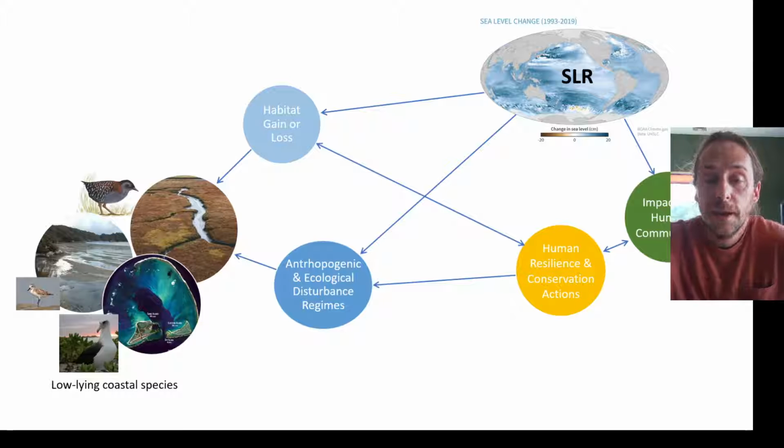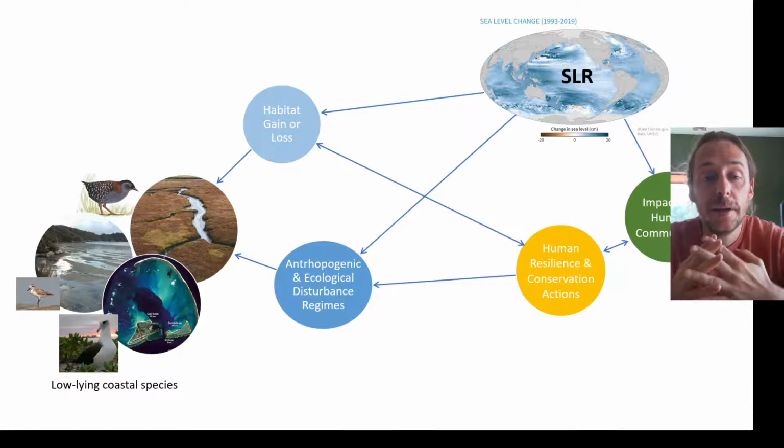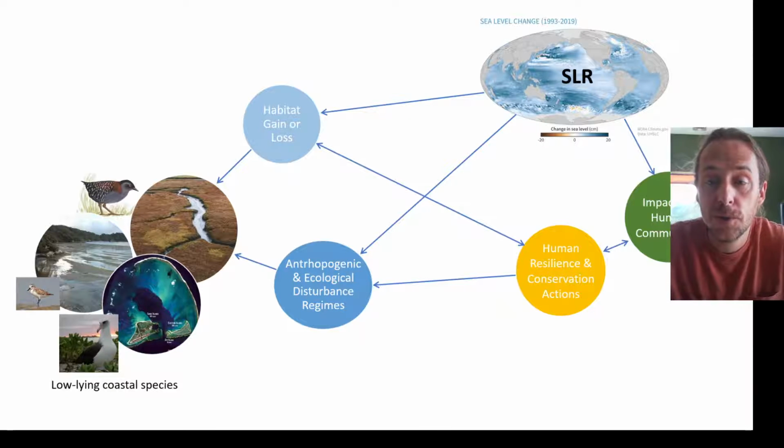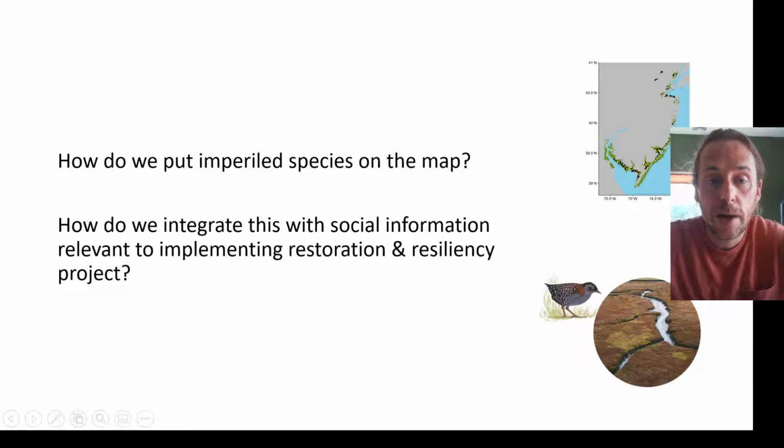So in any case, those two things are going to increasingly overlap as sea level rise progresses, and we're going to need to integrate planning, spatial planning for those two aspects. So how do we put imperiled species on the map for coastal sea level rise planning, and how do we integrate this information with social factors that also influence the ability to not just restore endangered species habitat, but also protect human communities?